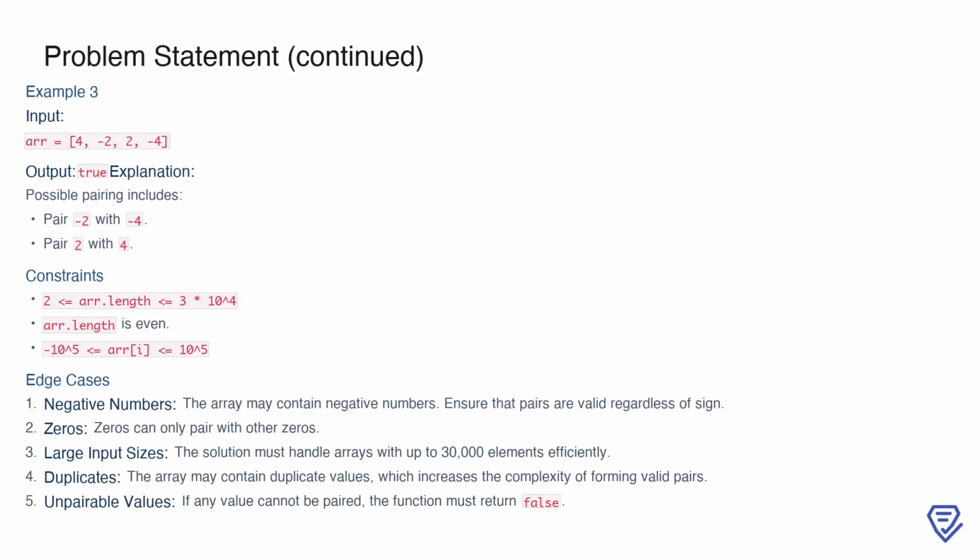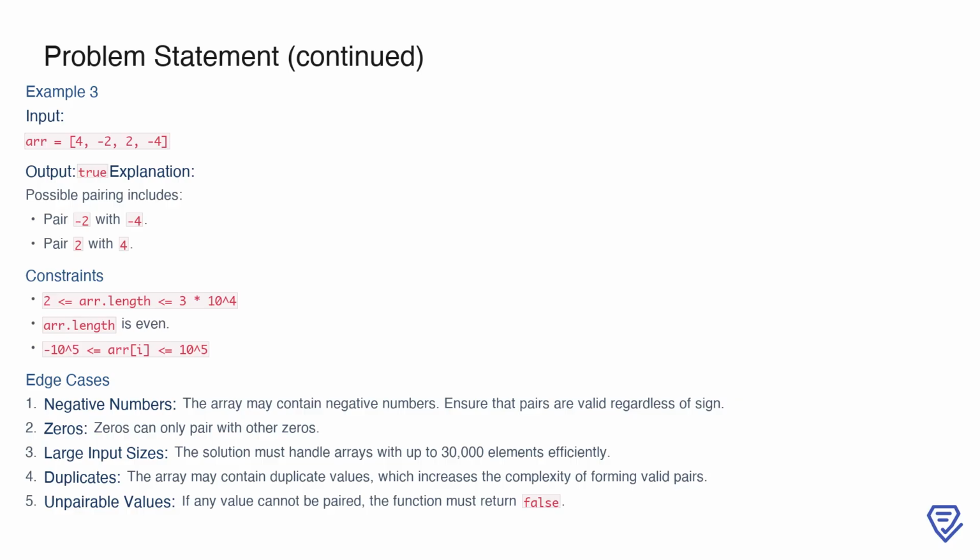In the third example, the input array is [4, -2, 2, -4], and the output here is true. A valid reordering would pair -2 with -4 and 2 with 4. This demonstrates that the solution must handle both positive and negative numbers appropriately.